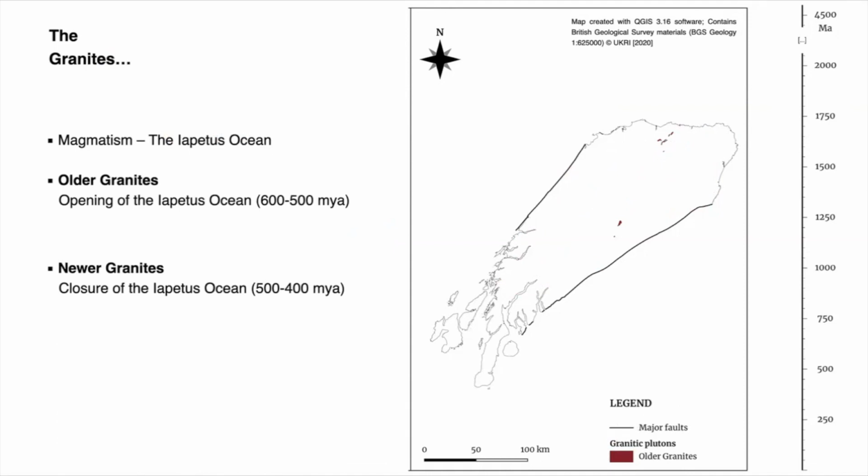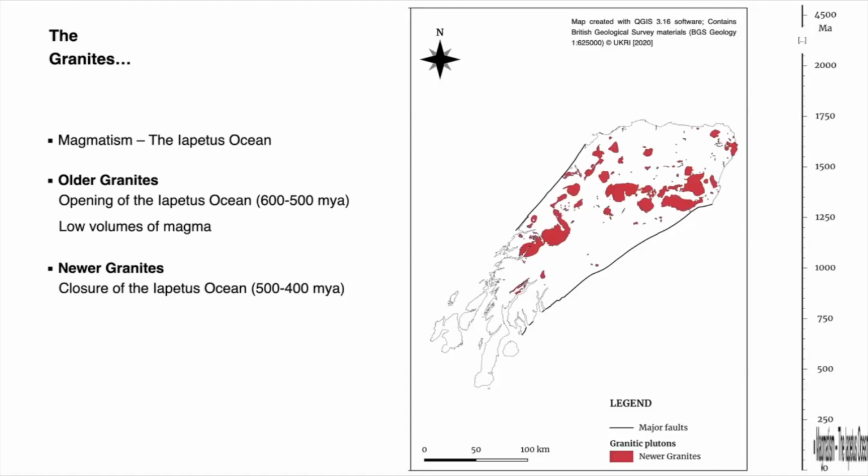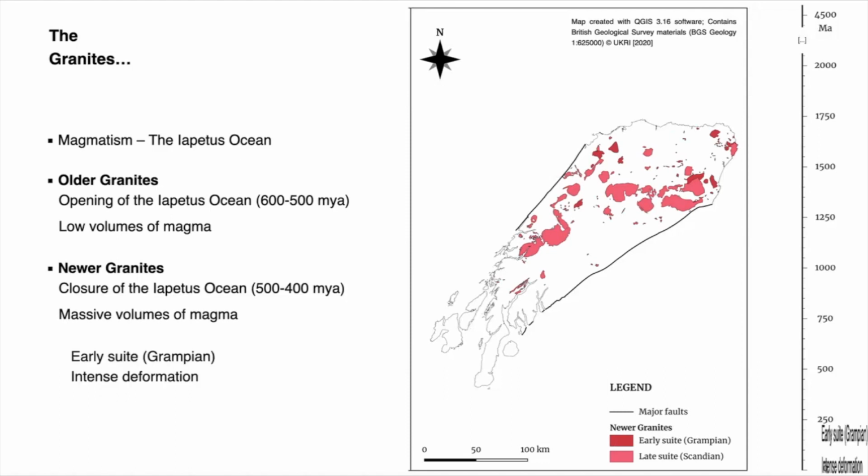In the case of the older granites, the volume of magma was not particularly large, and the granites are relatively small. In the case of the newer granites, magma accumulated in huge volumes. Some granites were formed during the Grampian event, but the vast majority formed during the Scandian event. Those in place during the Grampian event were later deformed.